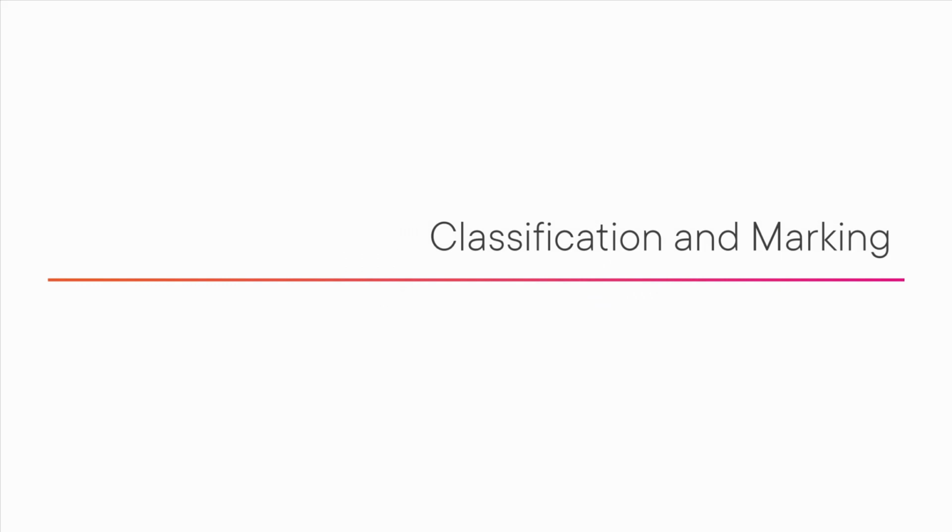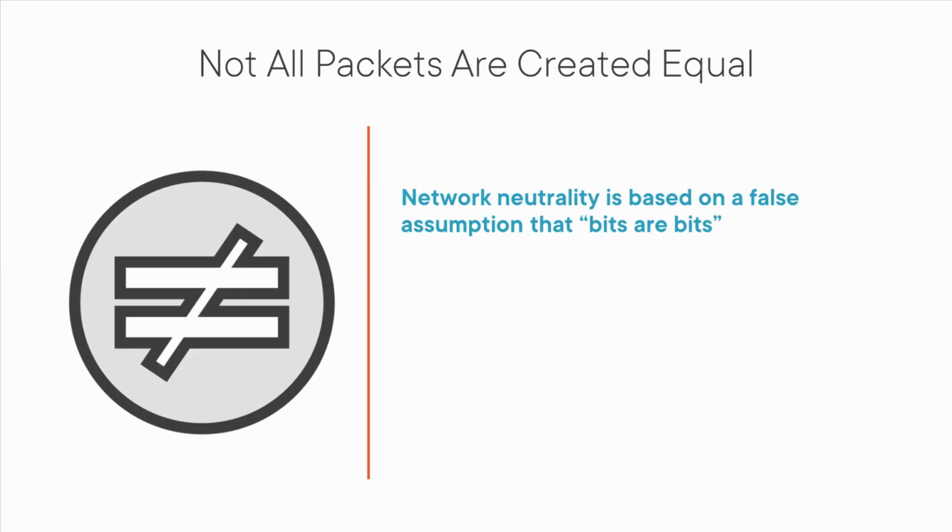Okay, you have an idea of how queuing works, and trust me, we are going to revisit queuing a bit later, but first we have to cover the foundation of QoS, classification and marking. Not all applications are created equal. Some are more important than others, and that means that some packets need to be given higher priority than others.